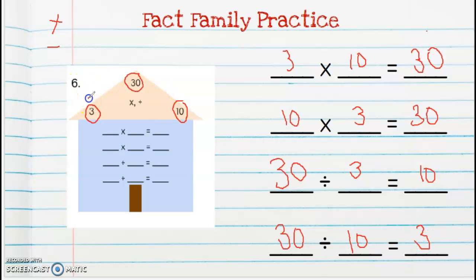So notice I used 3, 30, and 10 in all of my equations. That is called a fact family. So remember, multiplication, you have smaller numbers and they equal a bigger number. In division, you're starting with that big number and working your way to the smaller numbers.